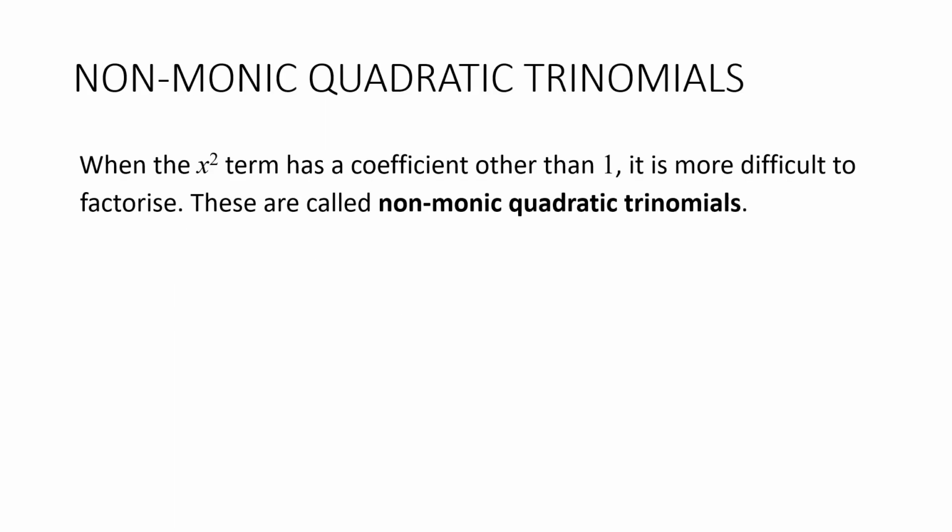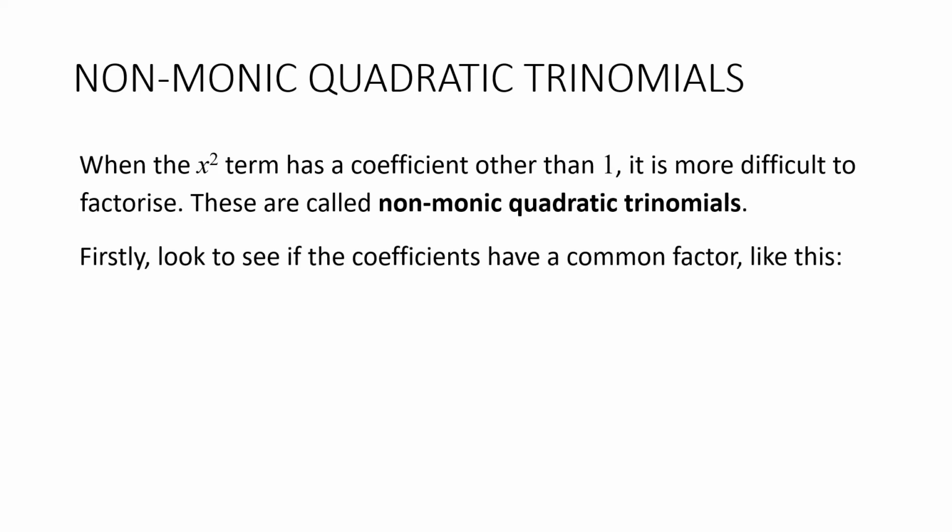And that brings us to non-monic quadratic trinomials. And that's where the x squared term has a coefficient other than 1. And they're more difficult to factorize. Firstly, we look to see if the coefficients have a common factor like this one. And that's going to make our life a little bit easier.